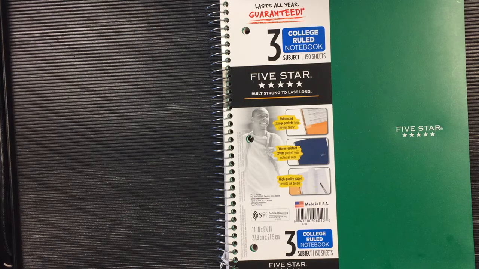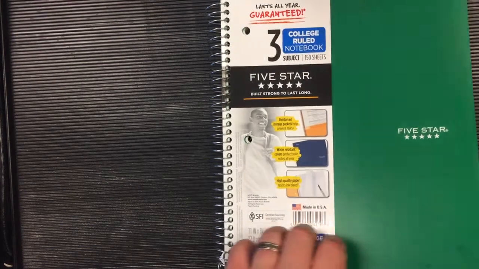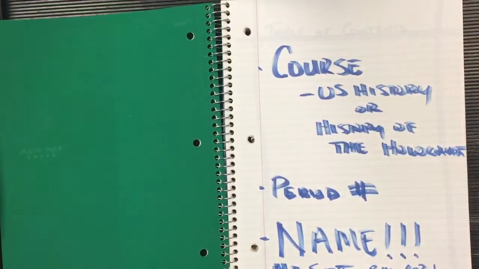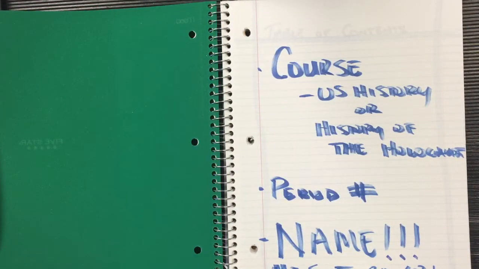First of all, what you need is a spiral notebook of some type. I prefer 5-star, but it does not have to be a 5-star notebook. Any spiral notebook is fine. And on the first page is going to be your course title page. So that's either going to be U.S. History or History of the Holocaust. Those are the two courses that I teach here.